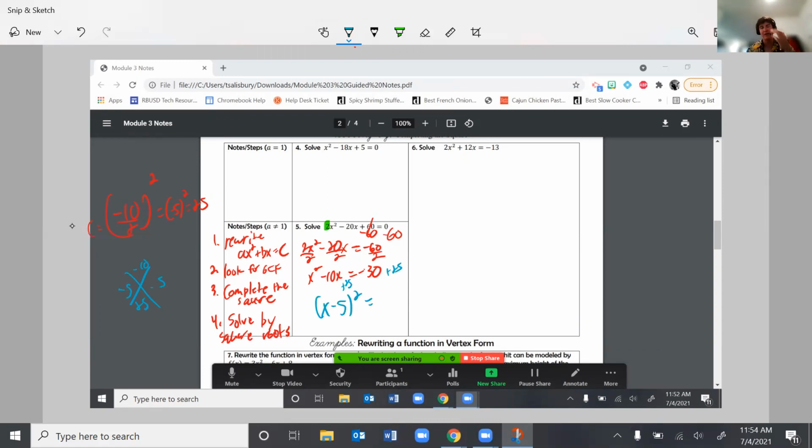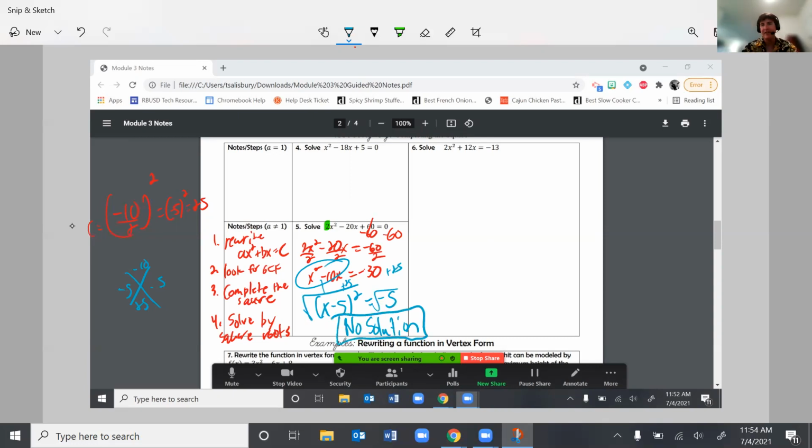That's called completing the square. We take this and turn it into a perfect square. And negative 30 plus 25 is negative 5. But the problem here, when we square root, we get x minus 5 is equal to, oh, we get the square root of a negative. That's not allowed. So actually, we get to a point of being stuck and we just get no solution.